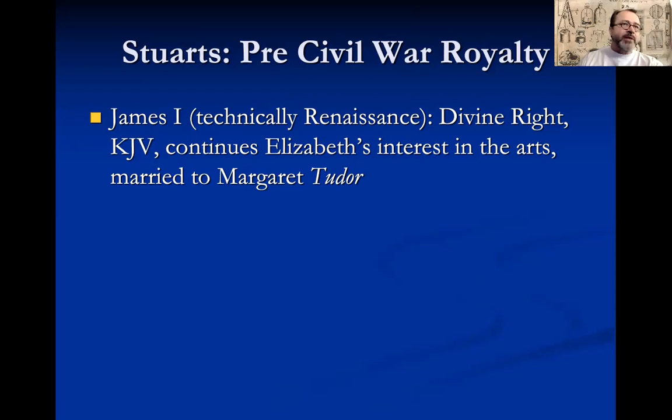Technically, he's a Renaissance king, right? Because that's where we ended last time. He taught divine right. He's the guy that put together the commission for the King James Bible. Remember, we talked about that was a political decision because he had to make sure there weren't so many upstarts and debates and religious conflicts. He continues to invest in the arts like Elizabeth, his predecessor, did. And he married Margaret Tudor, like a niece or something like that in the Tudor line, which consolidated his claim to the throne.